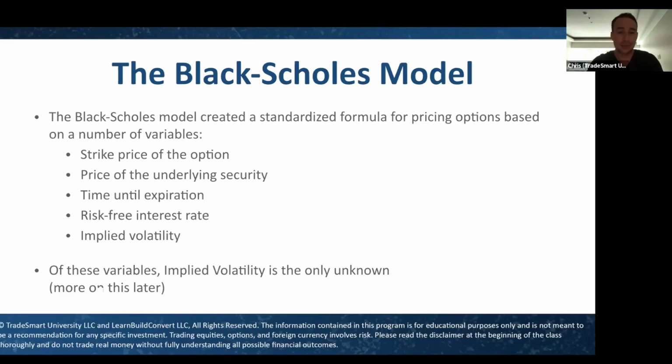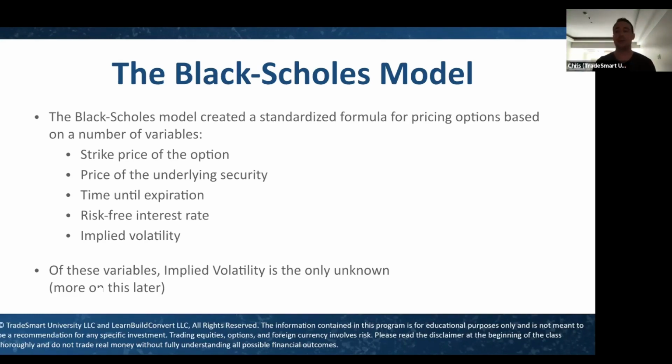Next, we have the risk-free interest rate. Now, technically, there's no such thing as risk-free in the world, but in finance, we use short-term treasuries as a proxy for the risk-free interest rate. And we'll talk about why that's important a little later on. And then we also have implied volatility. So implied volatility is a measure of how much the underlying security is expected to move over a given time frame. And generally for the option, it's over the life of that option.